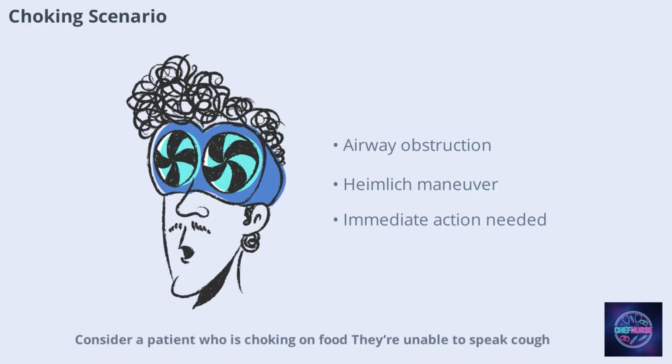Consider a patient who is choking on food. They're unable to speak, cough, or breathe. In this situation, the airway is completely blocked. The correct action is to perform the Heimlich maneuver immediately. On the NCLEX, always choose the intervention that directly addresses airway obstruction first. This scenario is a classic example of why respiratory issues are always at the top of your priority list.